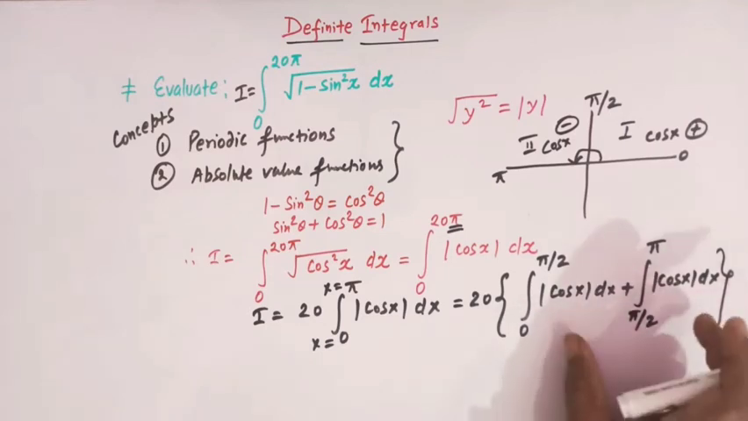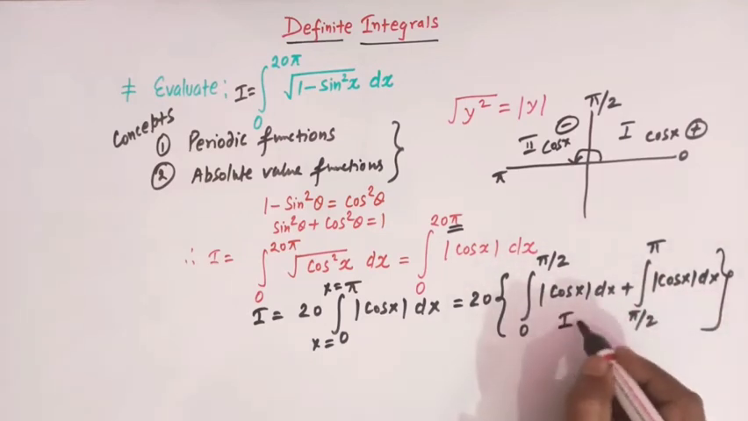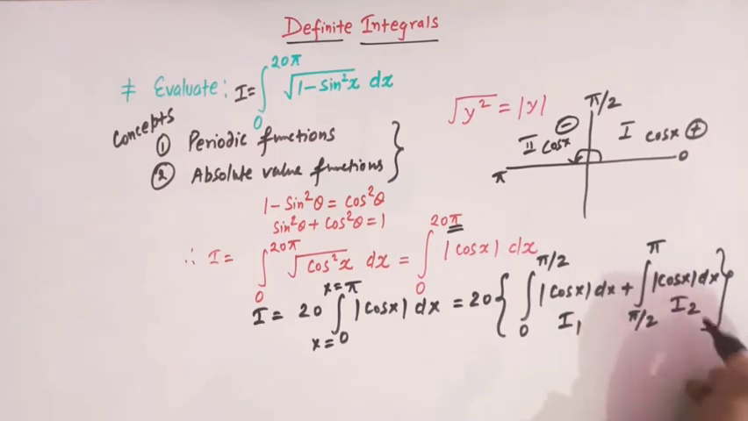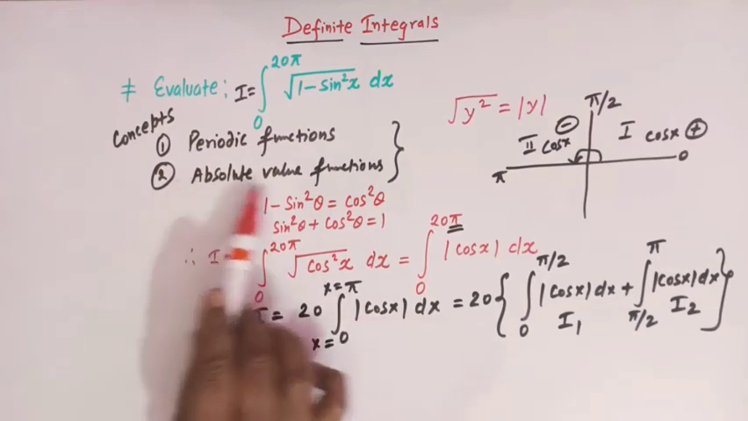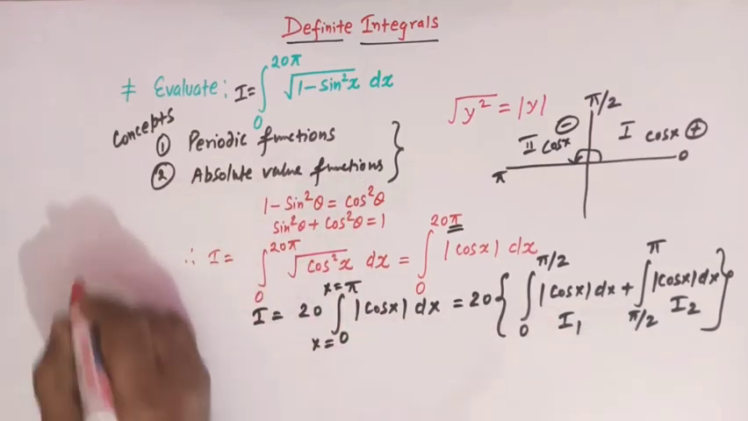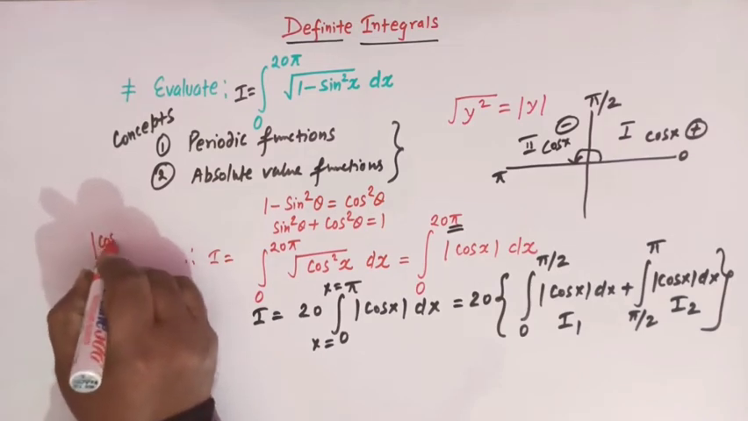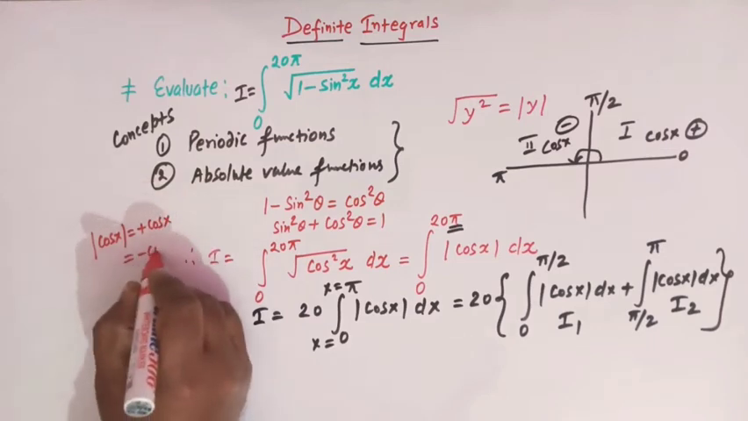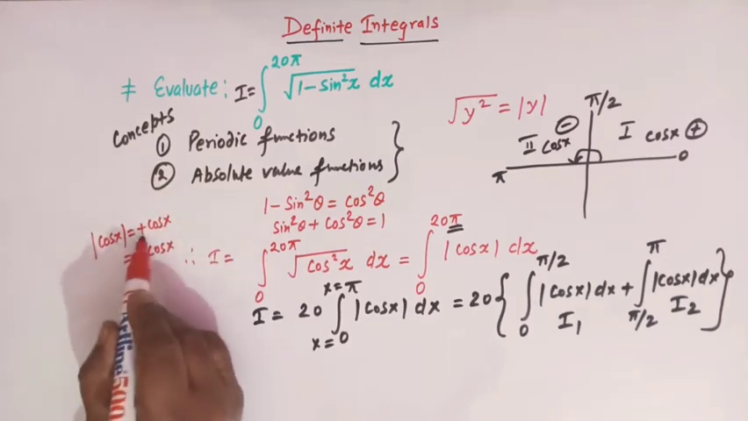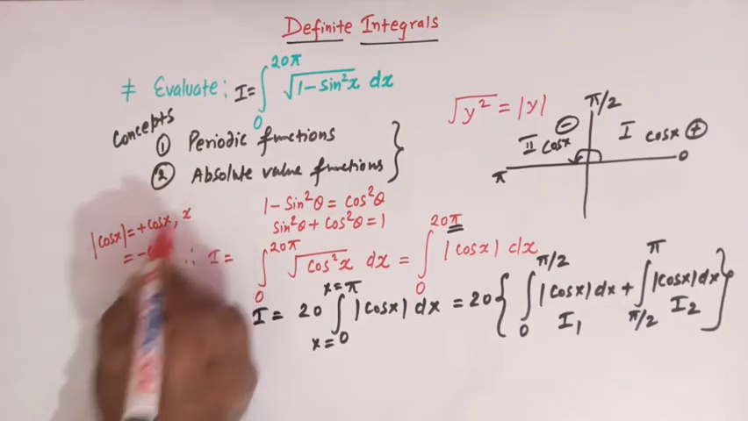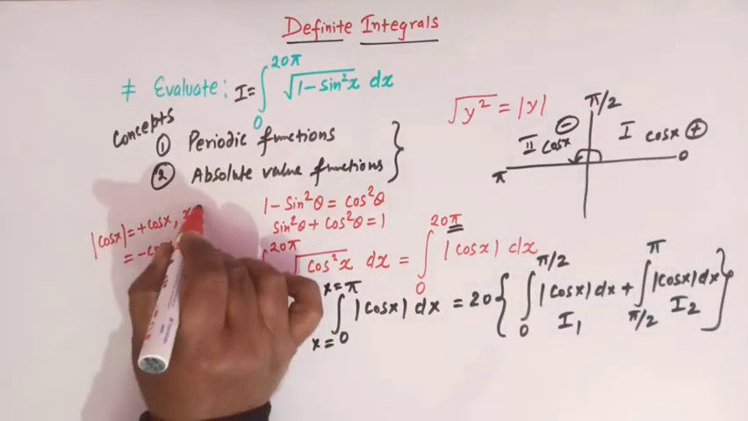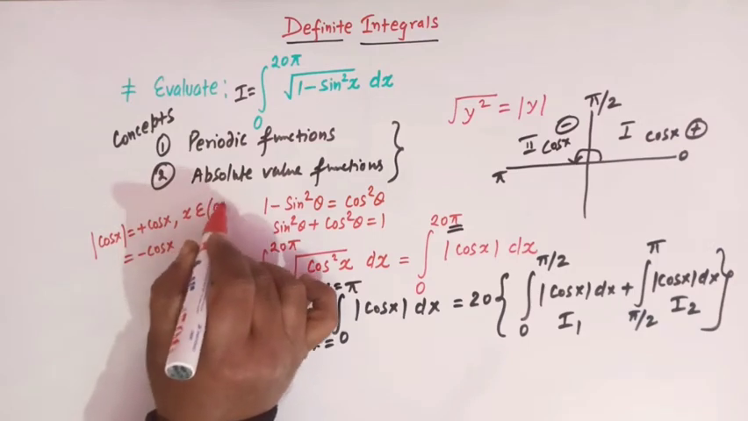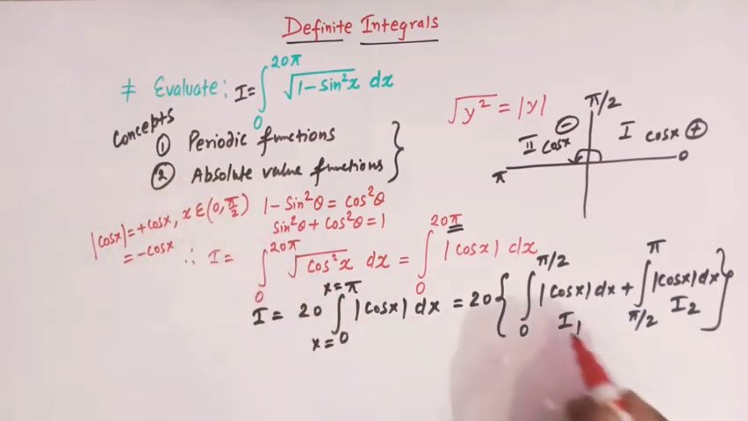So now we have to evaluate these two integrals. Let us call these two integrals I1 and I2. So now from the definition of the absolute value function, we can write mod of cos x is equal to positive cos x and negative cos x, right? So mod of cos x is positive cos x whenever x belongs to the first quadrant. It means when x belongs to 0 to pi by 2, which is our first integral, that is I1, from 0 to pi by 2.